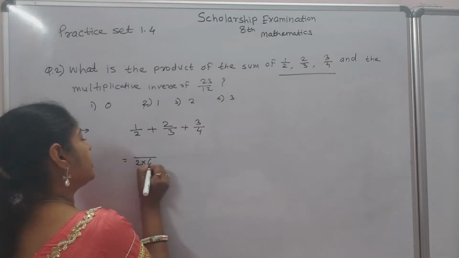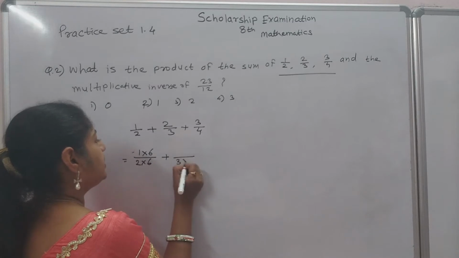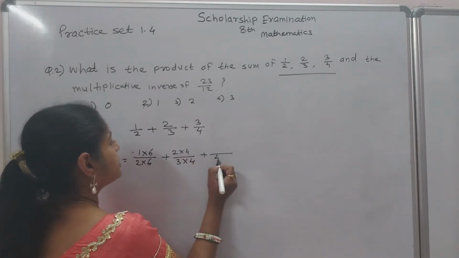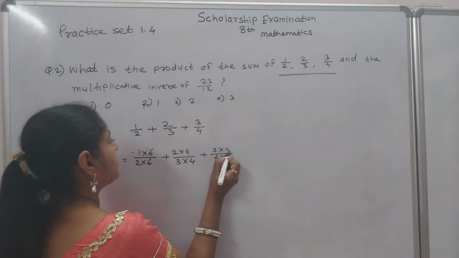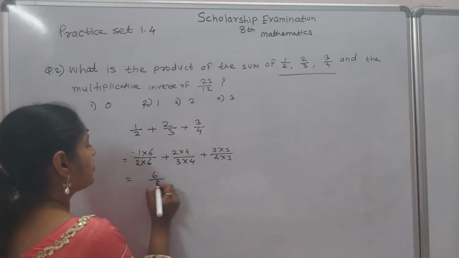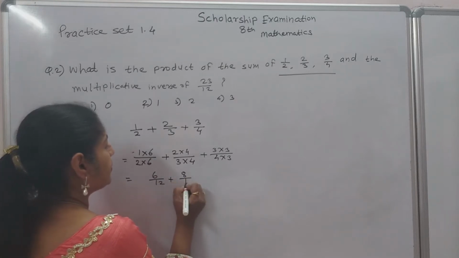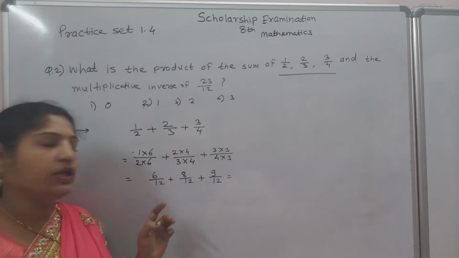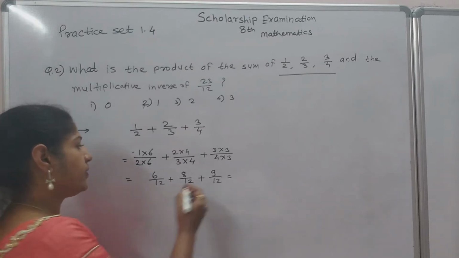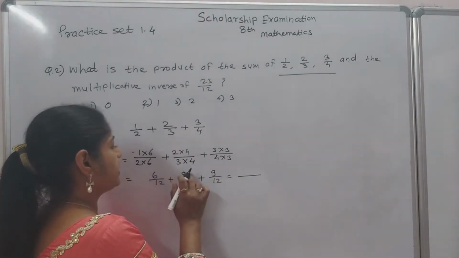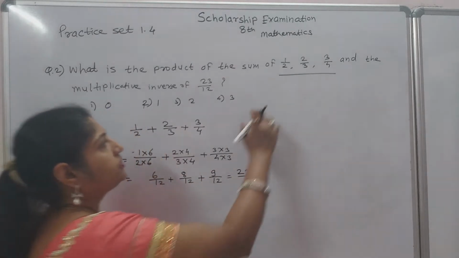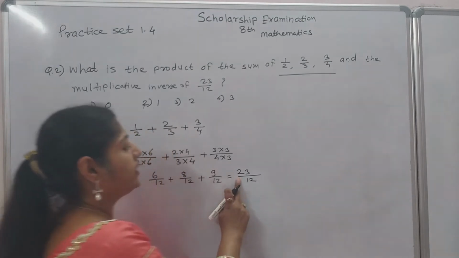2 sixes are 12, so 1 into 6 in the numerator. 3 fours are 12, 2 fours are 8. 4 threes are 12, 3 threes are 9. So 6 upon 12 plus 8 upon 12 plus 9 upon 12. Make the denominators equal. 6 plus 8 is 14, 14 plus 9 is 23 upon 12. The sum of these three numbers is 23 upon 12.